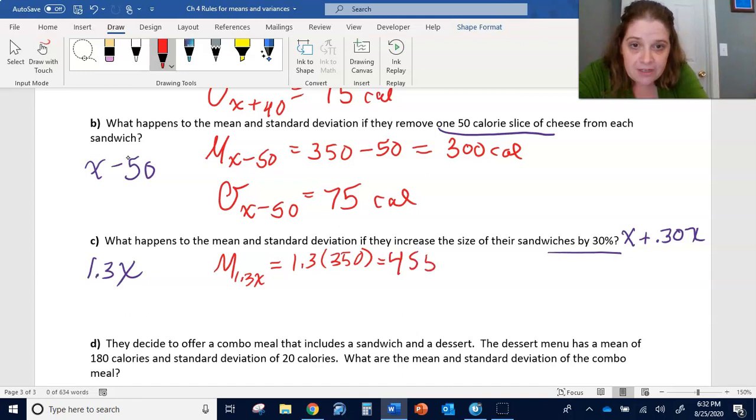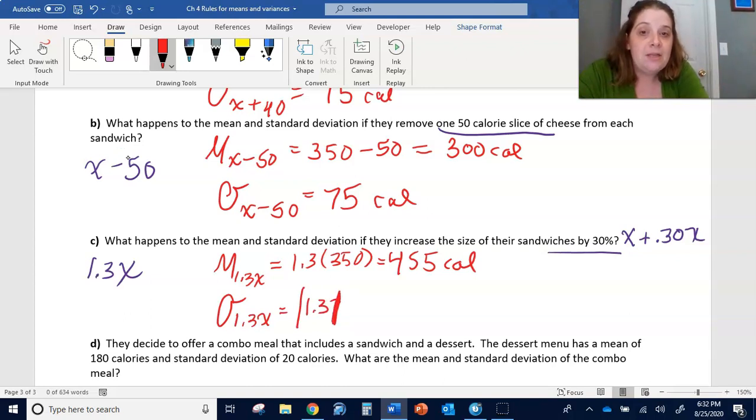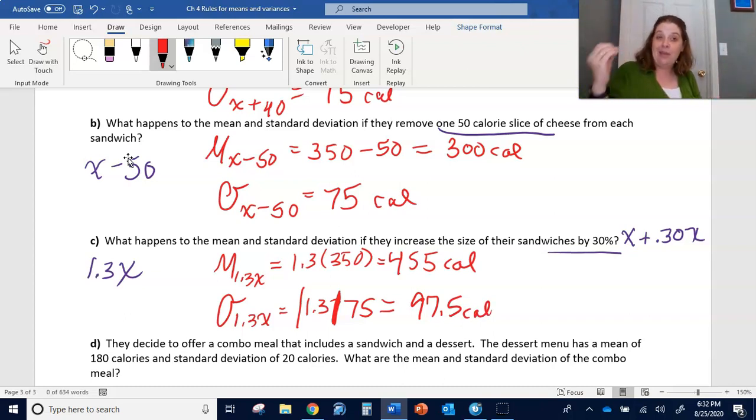Which is 455 calories. Okay. My standard deviation is also going to increase by 130%. And just as a reminder, if this had been negative, I would have ignored that multiplier because we multiply by the absolute value of that number. So 1.3 times 75, that's going to give me 97.5 calories. So that multiplier affects both of those. Just as a reminder, the means behave, standard deviations don't.